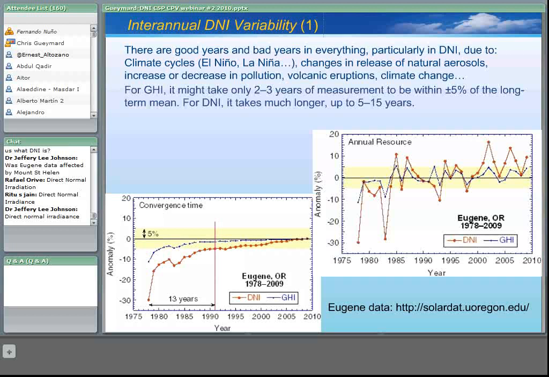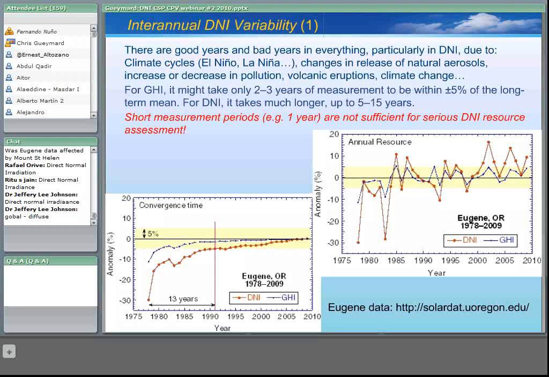So, in other words, short measurement periods at a specific site, like 1 year or less, are absolutely not sufficient for serious resource assessment for large projects in particular. So what can we do? Well, there are special techniques that must be used to correct long-term model data, which are based on satellite imagery, for example, using the short-term measured data you have on this specific site.